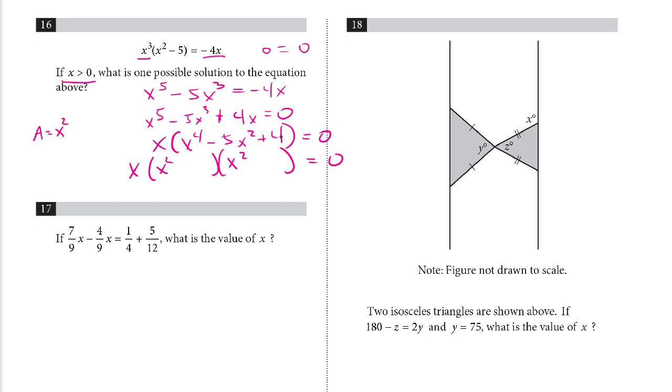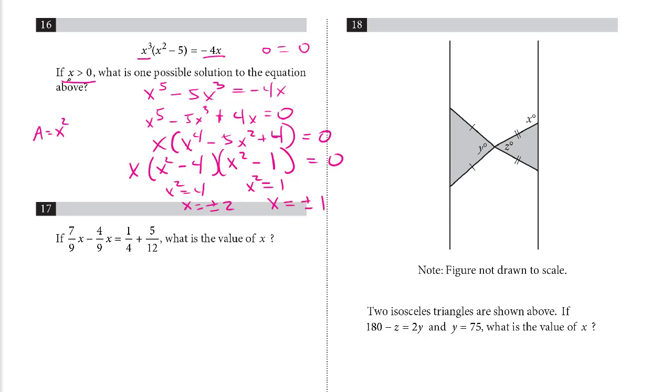Well, what is that? What factors of 4 have a sum of negative 5? Well, it's going to be x squared minus 4 and x squared minus 1. That's a product of plus 4 and a summation of minus 5. So that means x squared equals 4, x squared equals 1. Taking the square root of both sides, x equals plus or minus 2, x equals plus or minus 1.